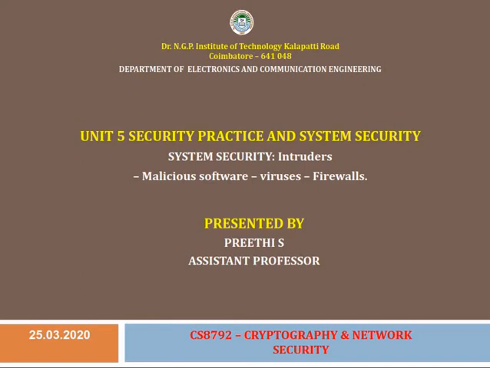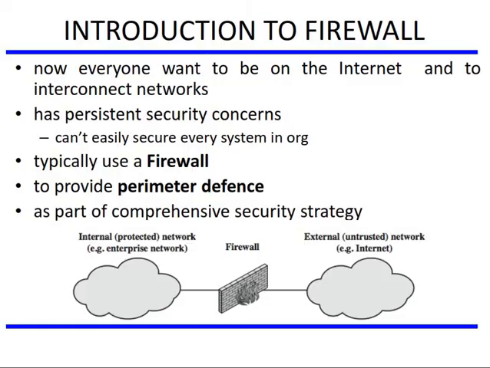So starting with the firewall. What is a firewall? Now everyone wants to be on the internet and to interconnect the networks. So we have to know what particular authentication entity is going to protect us from the other untrusted networks. Such an entity is nothing but a firewall. A firewall forms a barrier through which the traffic going in each direction must pass and have to get the proper authentication. It provides a perimeter defense for the system.